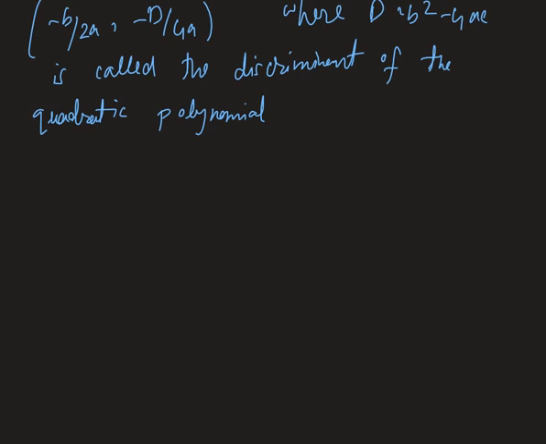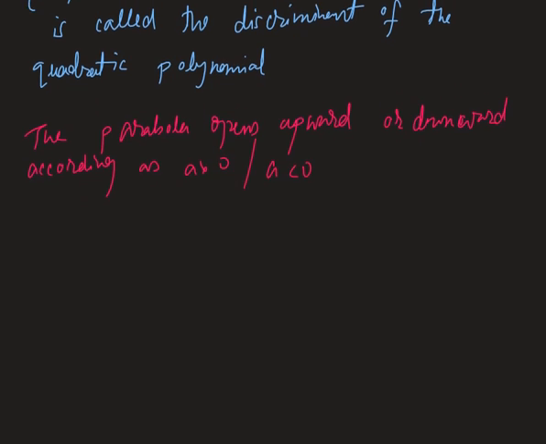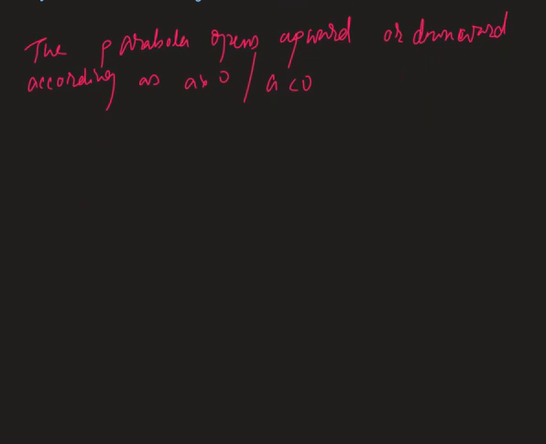Let me take another color here. The parabola opens upward or downward according as a is greater than 0 or a is less than 0. Now we try to visualize these two things.